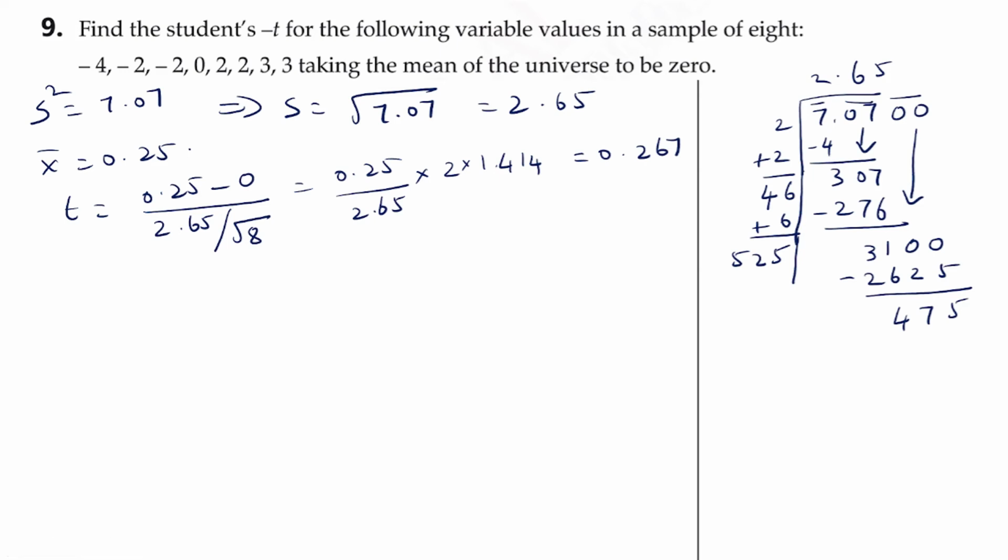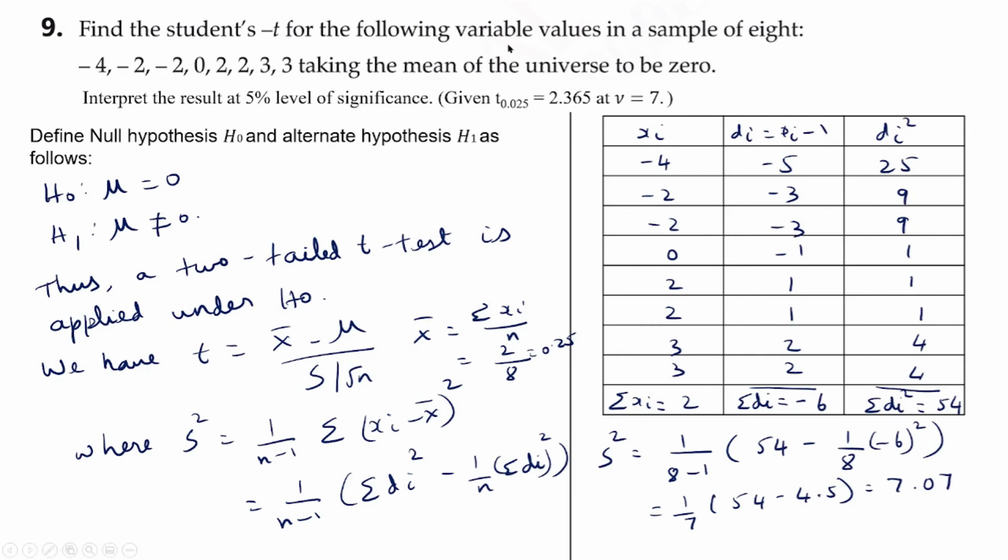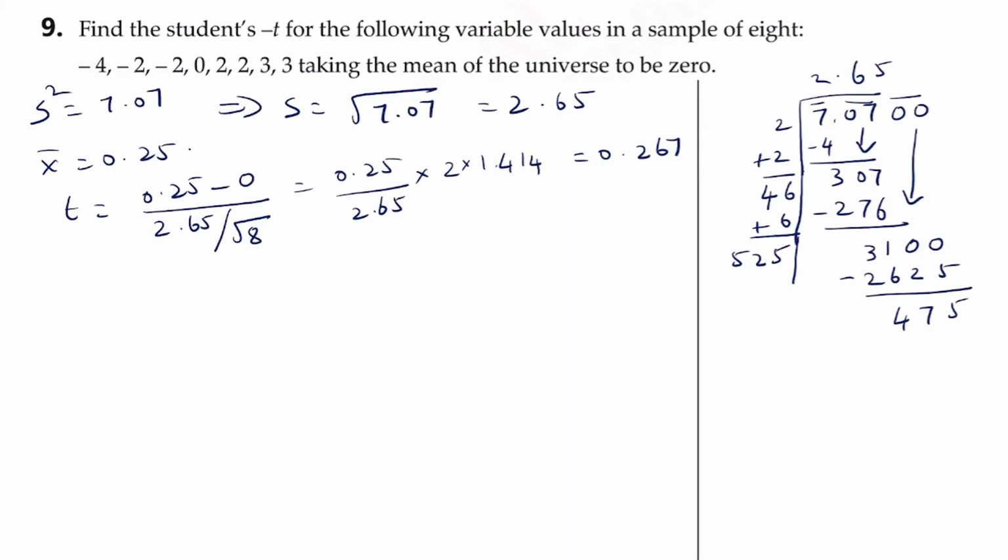So they have given t 0.025 equal to 2.365 at nu equal to 7. So the calculated value of t lies in the interval. They have given t 0.025 as 2.365 for nu equal to 7.